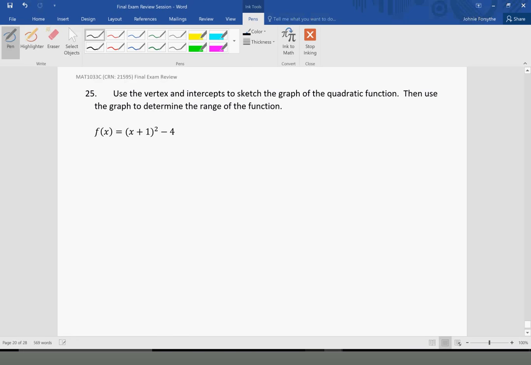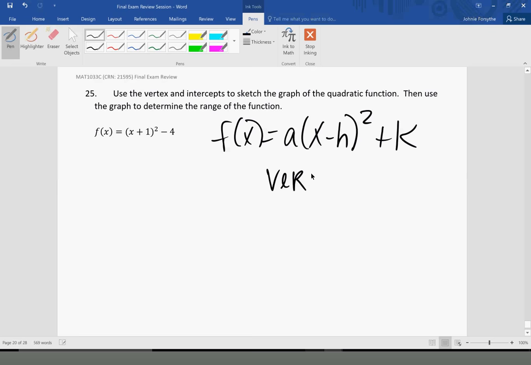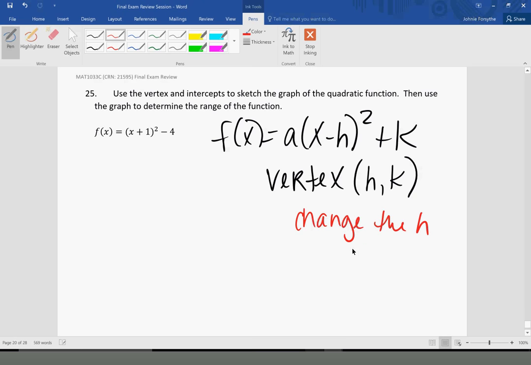So this is in what's called vertex form. So remember, vertex form looks like this. A times x minus h squared plus k. So it's called vertex form because it tells you the vertex just by looking at it. It's h comma k. But I like to refer to this as change the h and keep the k.